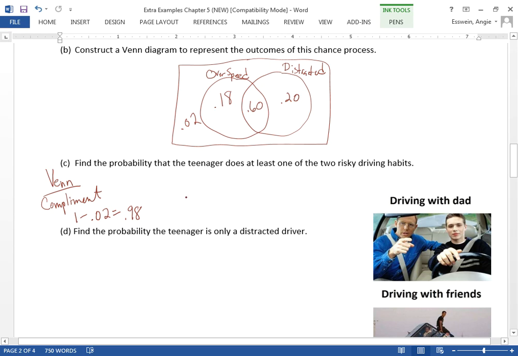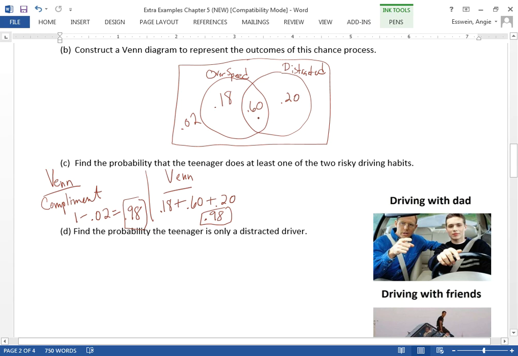Probability is often simplest done that way, or what's the other way? Add up all the area within the circles, good. So 0.18 plus 0.60 plus 0.20. Do we have to subtract anything out? No, because these are unique people. There's 18% here, 60% here, 20% here. We didn't add up any overlap, so we're good with that. Just because someone does both, they still count.